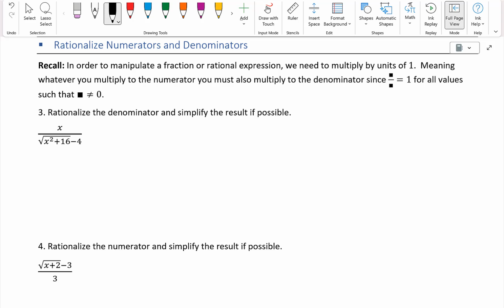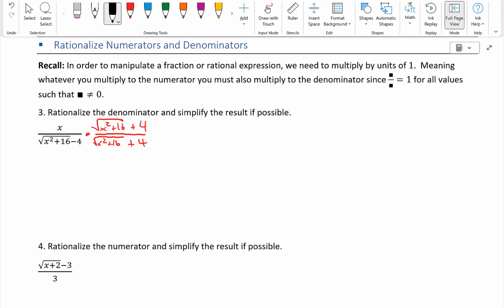So for 3, we're going to rationalize the denominator and simplify the result if possible. In the denominator, we have our radical or irrational expression there. So we want to multiply by the conjugate. Again, that whole radical piece is a single term, right, for the denominator. So the x squared plus 16 is going to stay. And we're going to change that sign in the middle of the 2 terms to a plus 4. And if we multiply to the denominator, we've got to multiply the same thing to the numerator. Right? So we're multiplying by 1, and the value of the expression doesn't change, even though it looks different.